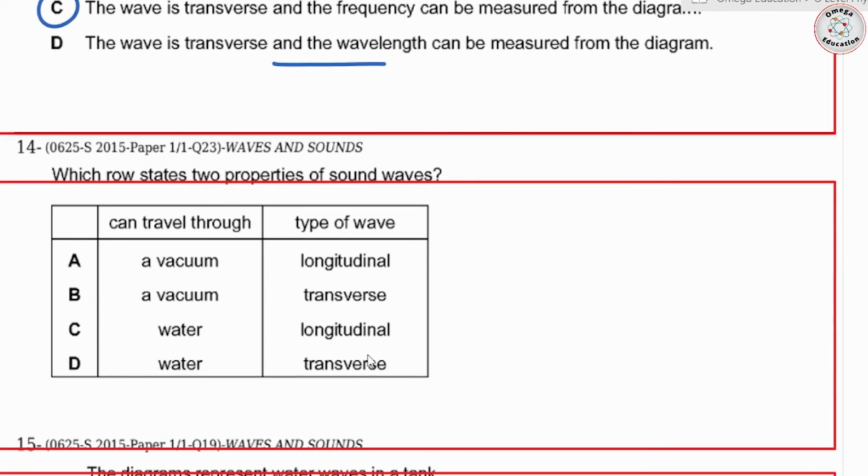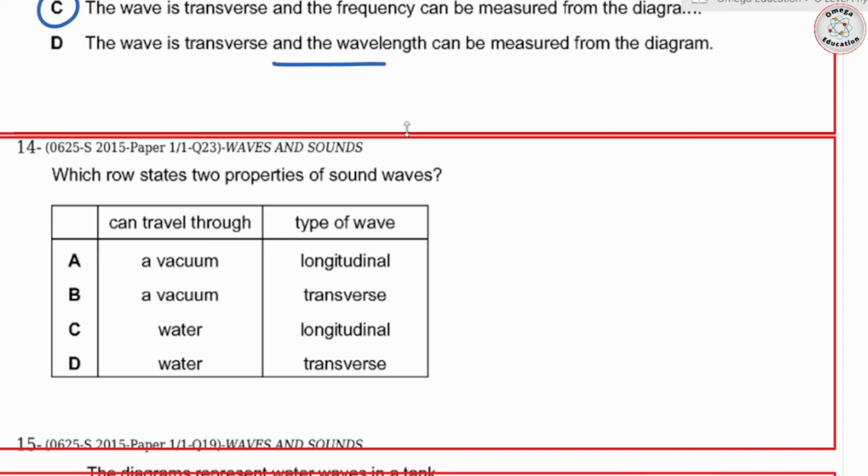Moving on to the next one, that is number 14. For this one we have, which row states two properties of sound waves. So first of all, sound waves cannot travel through vacuum. Right? A and B, we can discard them. Sound waves are longitudinal waves because they travel in the form of compression and rarefaction.